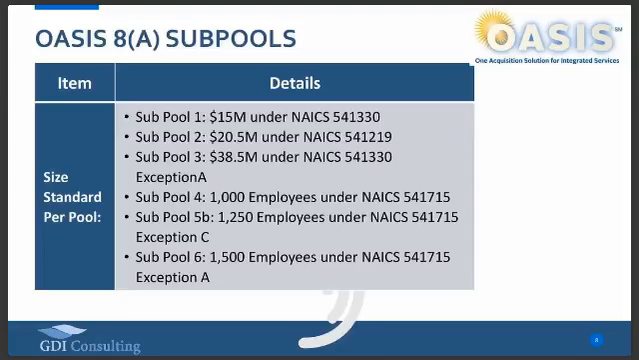Subpool 4, there's no revenue limitation. Just your employees need to be less than 1,000 under the NAICS code of 541715. Pool 5A, they're not going to bid on this 8A on-ramp, so we haven't covered it. 5B, you need to have less than 1,250 employees under NAICS code 541715, exception C. And lastly, Pool 6, less than 1,500 employees under NAICS 541715, exception A.